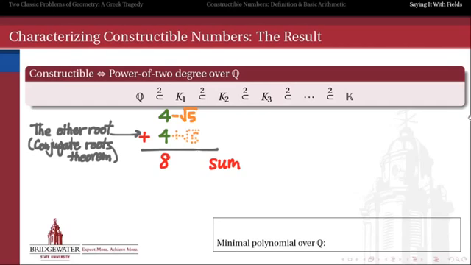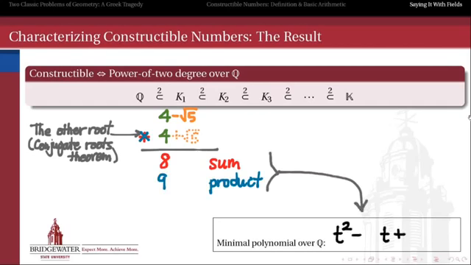The sum of these two roots is equal to 8. The product of these two roots is equal to 9. So according to the sum and product theorem, a polynomial equation that has 4 plus or minus radical 5 as roots is t squared minus 8t plus 9 is equal to 0. That's the sum and product theorem. So in fact, here we have again found an example of a polynomial equation with rational coefficients having degree 2, so it's quadratic, that has 4 minus radical 5 as a root. That's why 4 minus radical 5 belongs at that first level, because it's only a quadratic equation away from the rational number field.